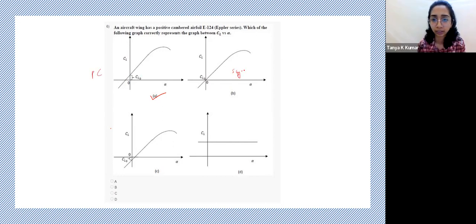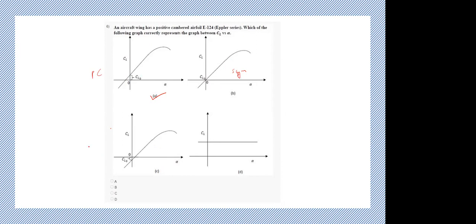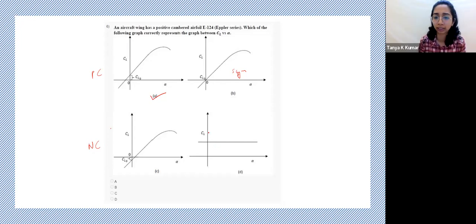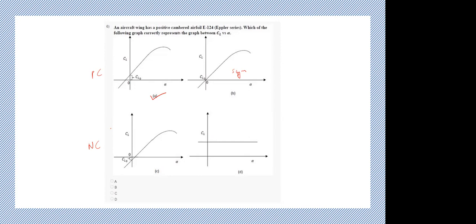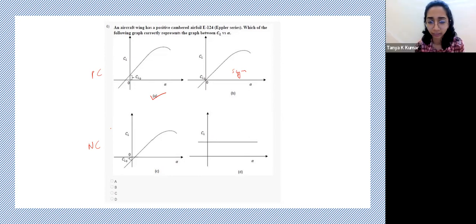This is negative camber, ma'am. And what about this? It produces constant lift at all angles of attack. I'm not sure where we use that. Ma'am, this type of wing doesn't exist. Exactly, such an aerofoil doesn't exist. Even if you have a flat plate, it will produce some amount of lift at different angles of attack. You're right. Okay, so what about negative camber?